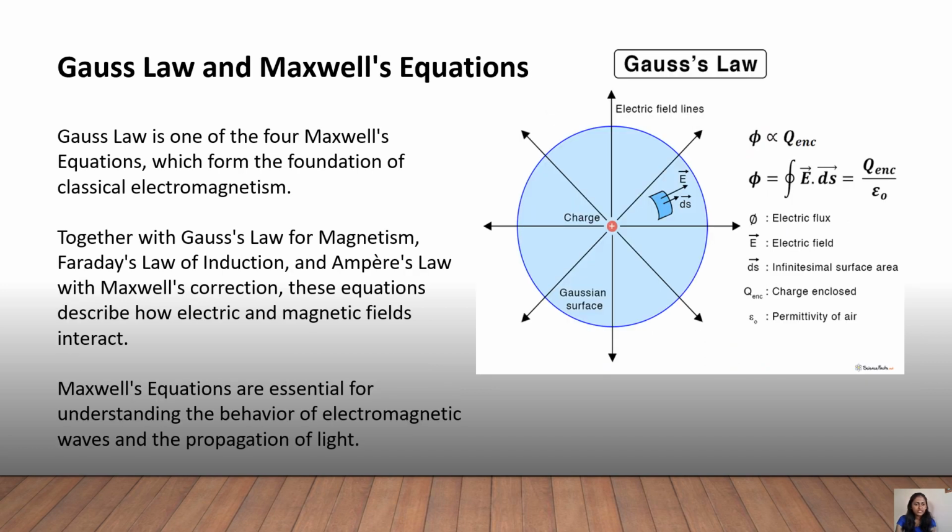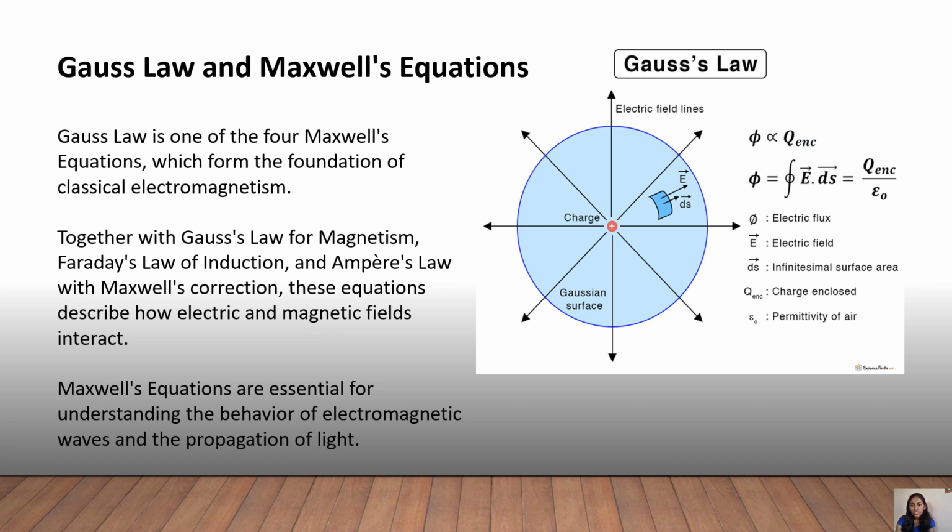Gauss law and Maxwell equations. Gauss law is one of the four Maxwell equations which form the foundation of classical electromagnetism. This shows the relation of Gauss law and the Maxwell equations, which together with Gauss law of magnetism, Faraday's law of induction, and Ampere's law with Maxwell's correction, describe how electric and magnetic fields interact. Maxwell equations are essential for understanding the behavior of electromagnetic waves and the propagation of light.